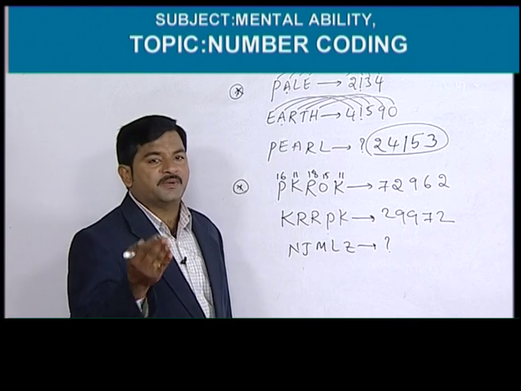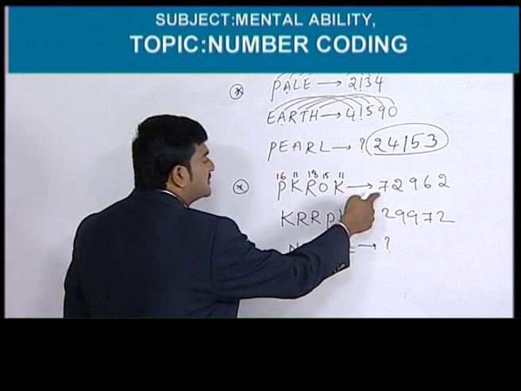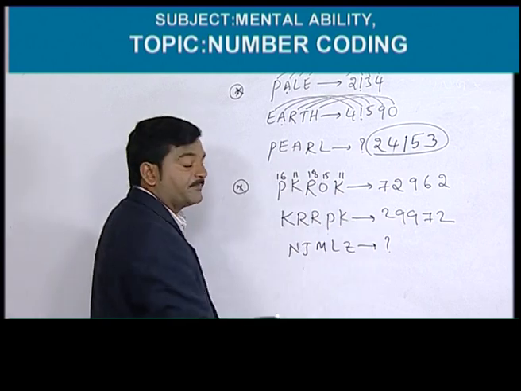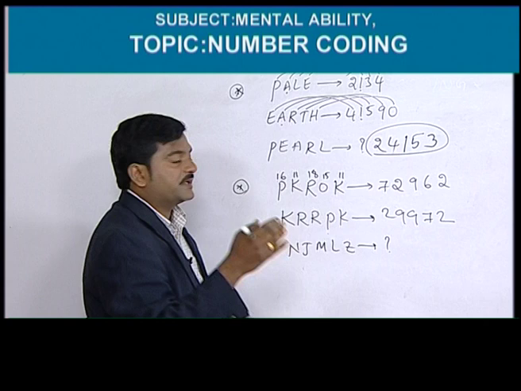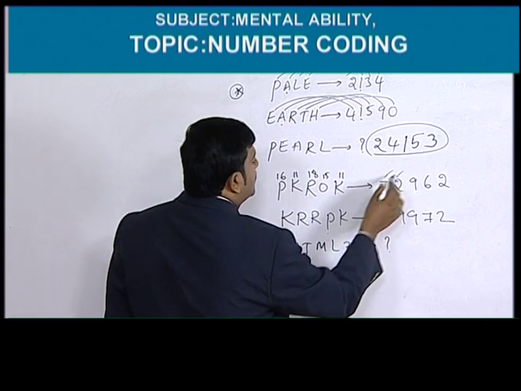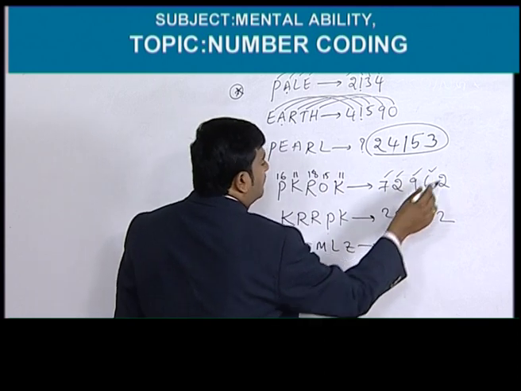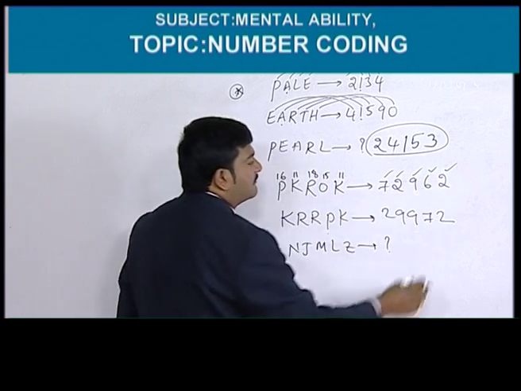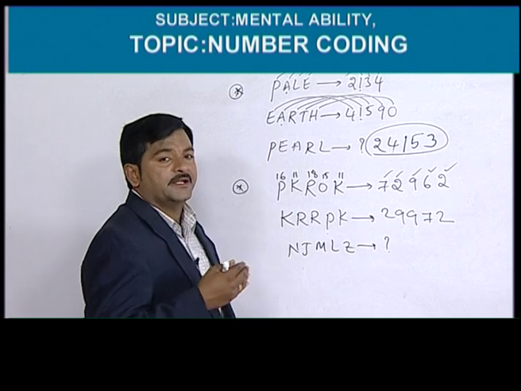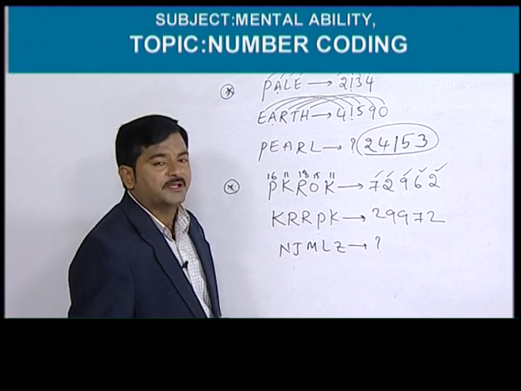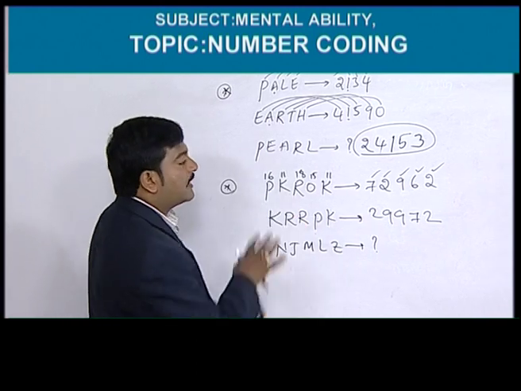16 means 1 plus 6. 1 plus 6 means how much here? 7. Okay. K means how much here? 11. 11 means what? 1 plus 1. 1 plus 1 means what? 2. Similarly, 18 means 1 plus 8. 15 means 1 plus 5. Again K means 1 plus 1. So the direct concept is failed. That's why I am thinking in a different way. So now I got the answer.